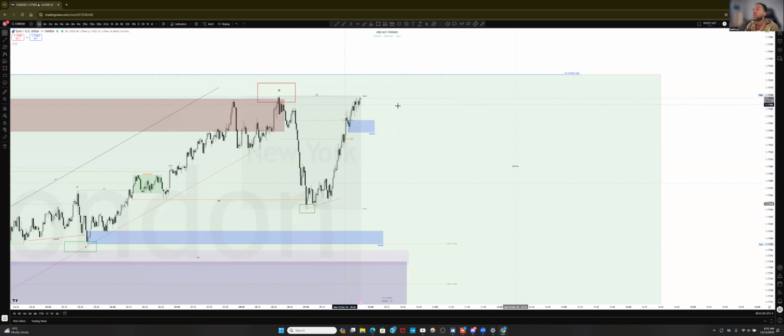Okay. So that would be the stop loss of that trade right there. What's today? Today's the 15th.